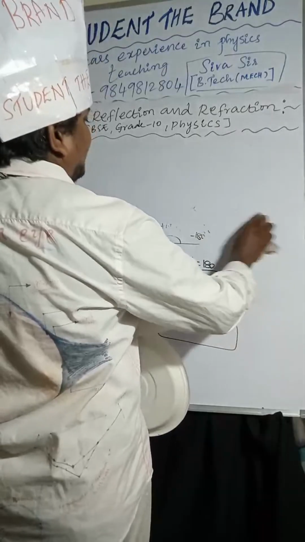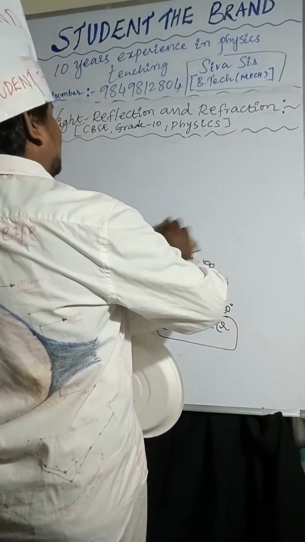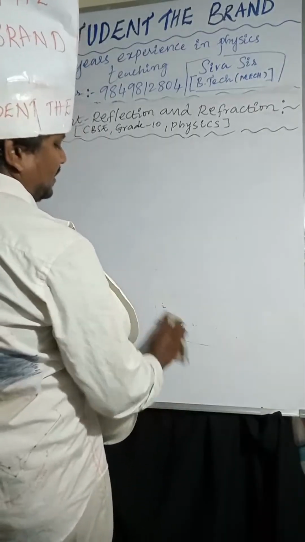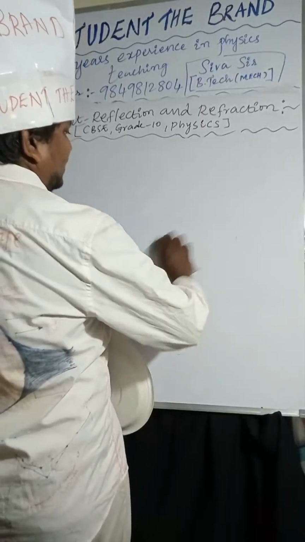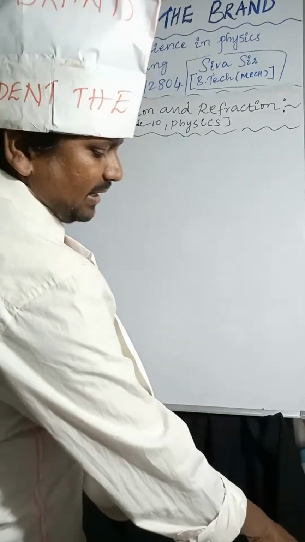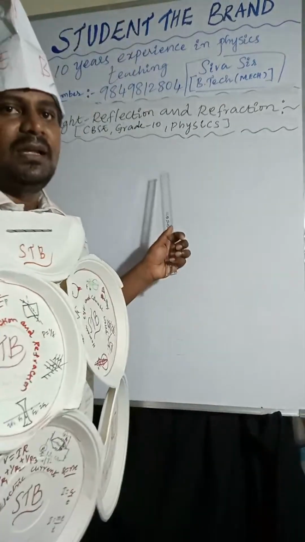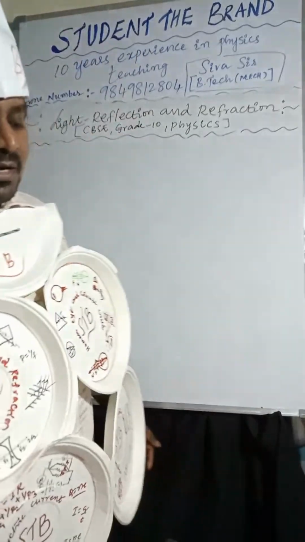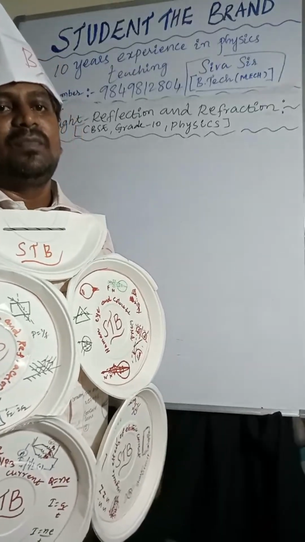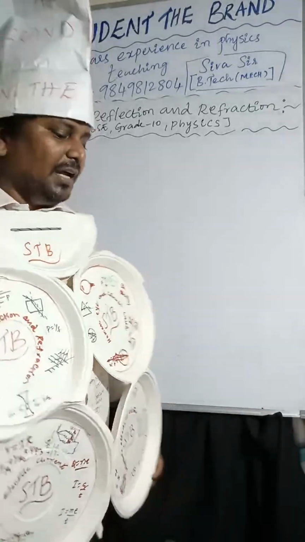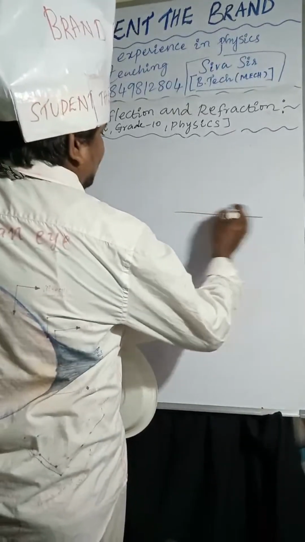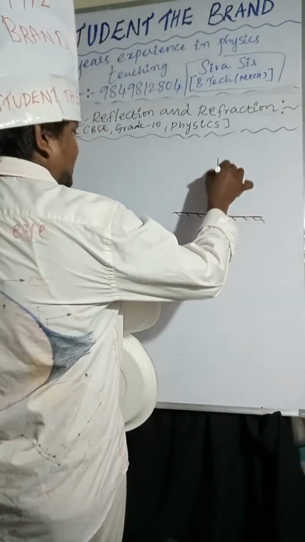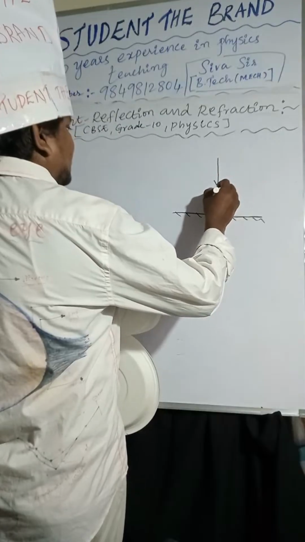Normally, if the light ray is incident along the normal line, one more point you can observe. One more very, very important point I will explain. If the light ray is incident on the plane mirror, what happens? I am considering like this. If the light ray passes along the normal line.